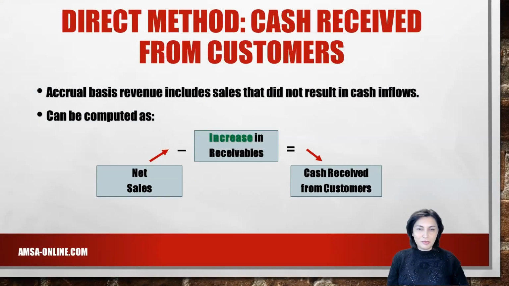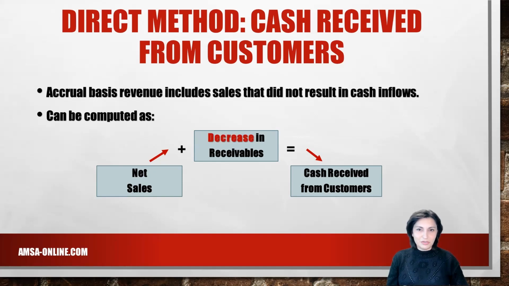If accounts receivable increased during the year, this increase is subtracted from revenue. An increase in accounts receivable means that customer charges on account exceeded customer cash payments on account during the period. This excess is used to adjust the accrual-based revenues reported on the income statement to report the total cash received from customers during the period.